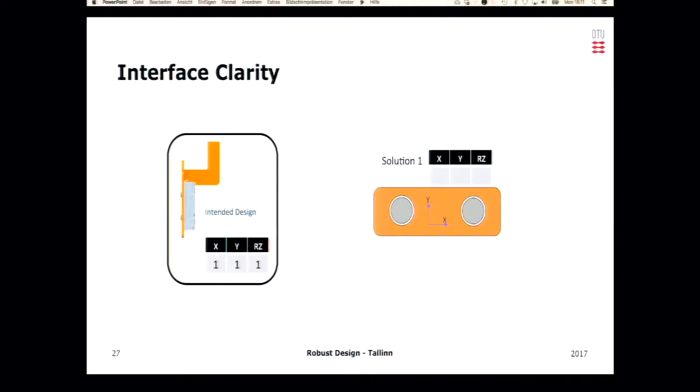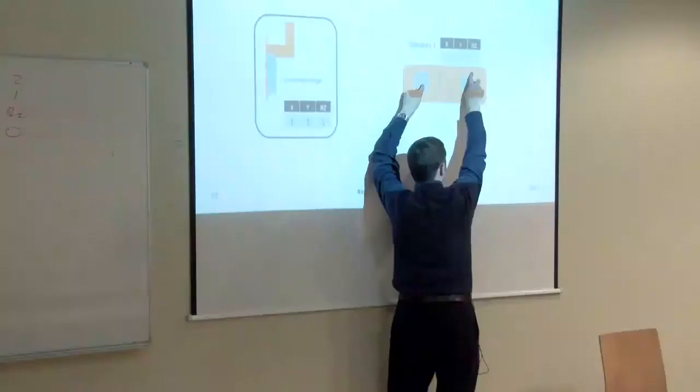In this interface clarity, we can go more than one. So how many constraints do we have between the orange component and the gray component in the X direction? So this single circle locked it in the X. And then we've added another one here. So we would say there's two constraints in the X here. In the Y, there's also two constraints in the Y. And the RZ, we can say this one pinned it, and then this one constrains the RZ rotation. So that's just a single RZ constraint.